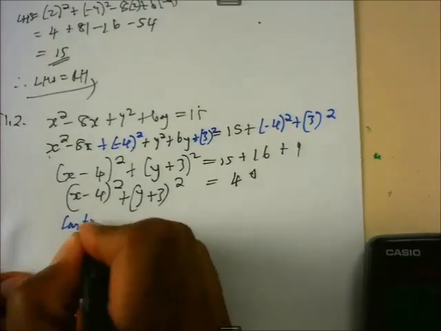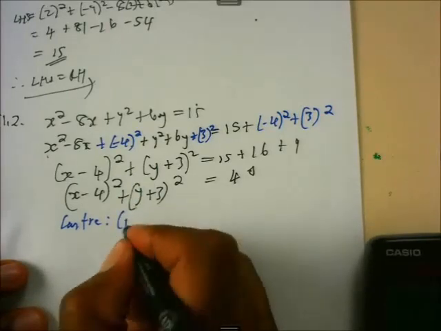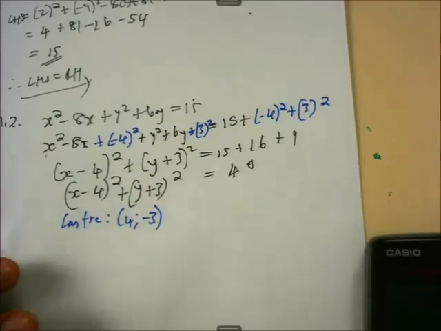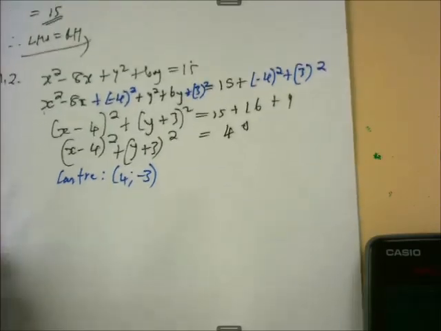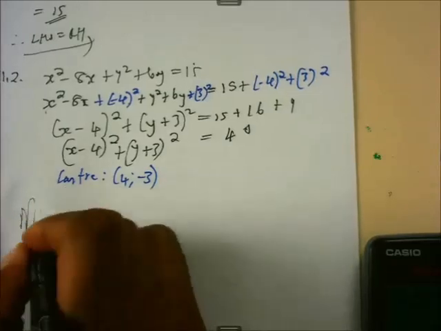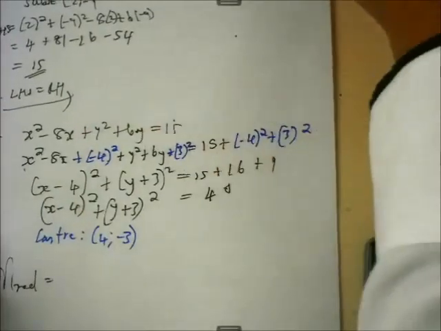Right, now immediately after this we can see the center here. Our center is what? It's 4 and minus 3. Our center is 4 and minus 3. Now, what is it that we're going to do with the center? Of course, we need to have the gradient of the radius.